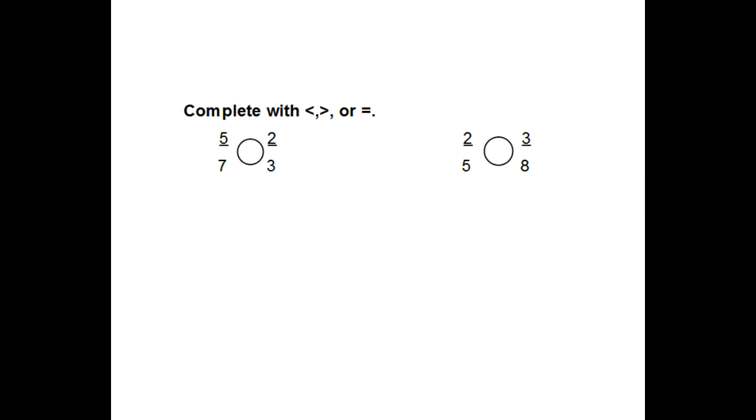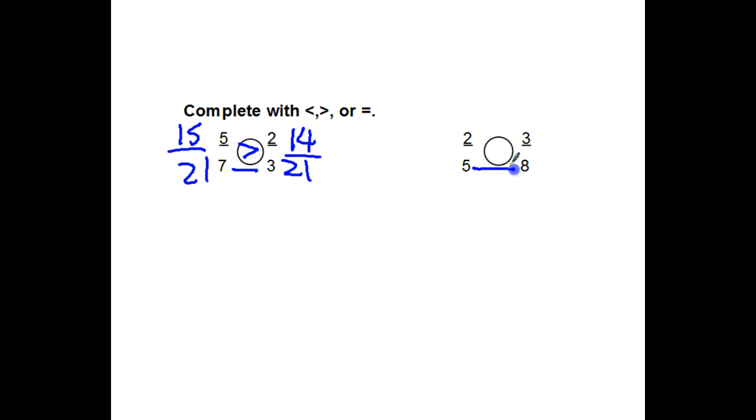Complete with greater than, less than, or equal. These problems are great for cross multiplying. 7 times 3 is 21. So we're just trying to find two fractions that have the same denominator because it's easy to compare then. 5 times 3 is 15. 2 times 7 is 14. So 15/21sts is more than 14/21sts. So 5/7 is just a hair bigger.